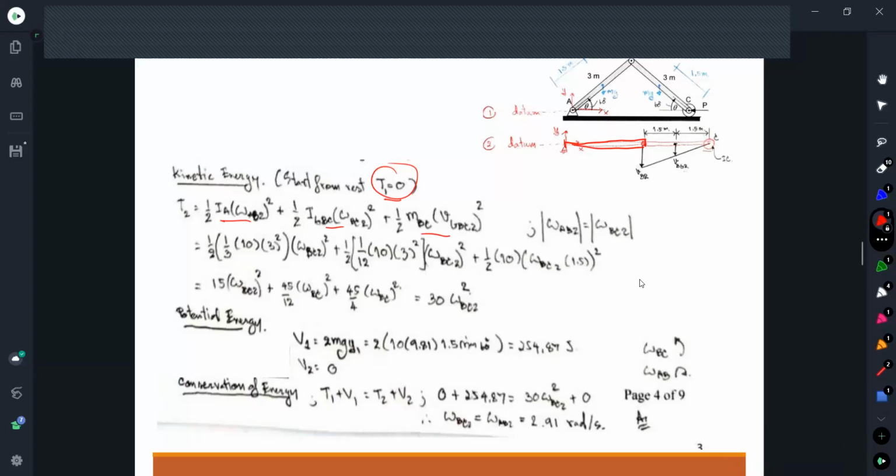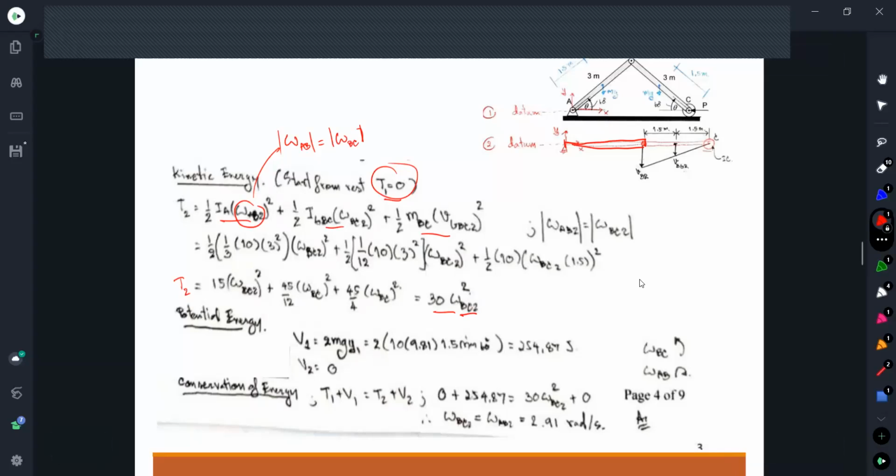After that, we substitute each value into this equation, and then we find the kinetic energy at the final position becomes 30 omega BC squared. Remind yourself that the magnitude of omega AB is equal to omega BC. That's why we can solve for the kinetic energy at the final position in terms of omega BC, just in terms of omega BC.